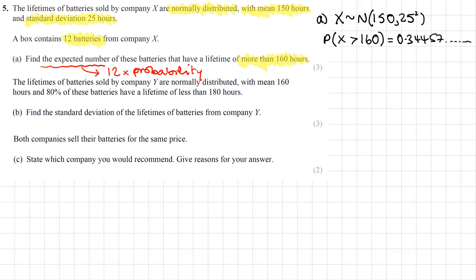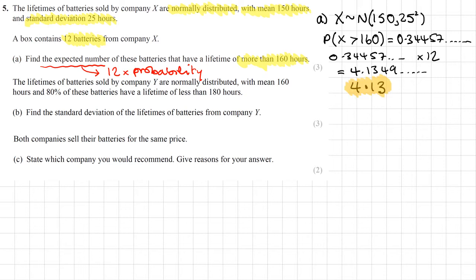We're talking about a box that contains 12, so I need to take that number, that 0.34457 and so on, times that by 12 and see what I get. That's 4.1349 and so on. We want to give an answer to 3 significant figures, so 4.13. Okay.